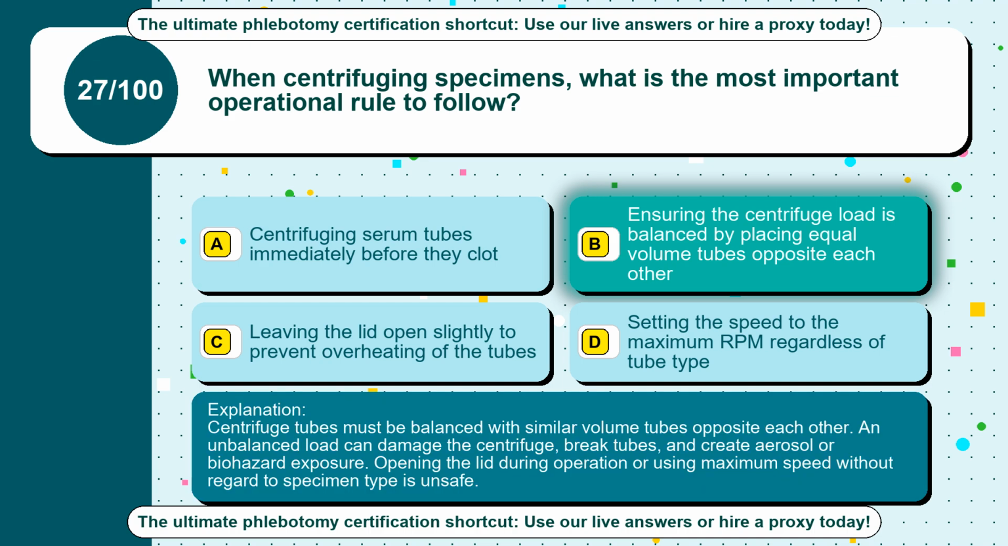Centrifuge tubes must be balanced with similar volume tubes opposite each other. An unbalanced load can damage the centrifuge, break tubes, and create aerosol or biohazard exposure. Opening the lid during operation or using maximum speed without regard to specimen type is unsafe.